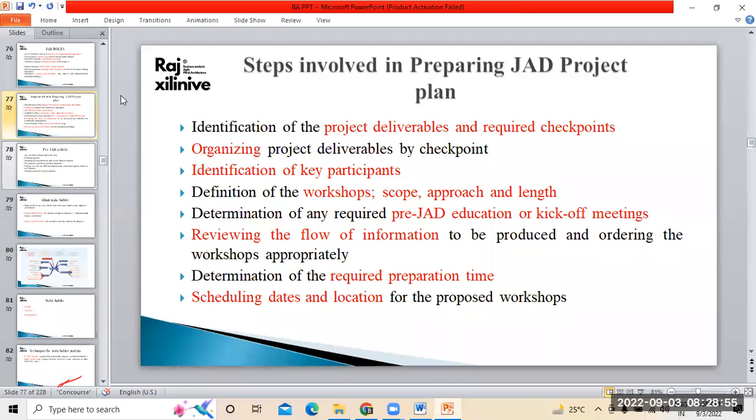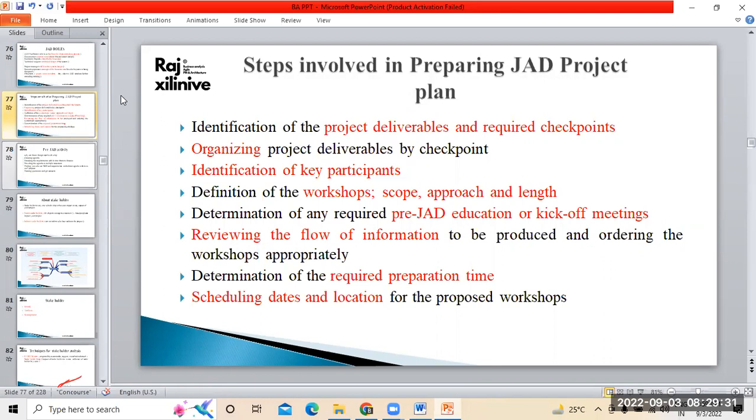What do we have to do here? Second, we need to organize the deliverables by the checkpoints. This is where priority comes into the picture. How are you going to organize the project deliverables? Which is first, which is second, which is third, which is high priority, which is intermediate priority, which is low priority. That sort of understanding is needed here. This is what we call organizing project deliverables. This is the second point.